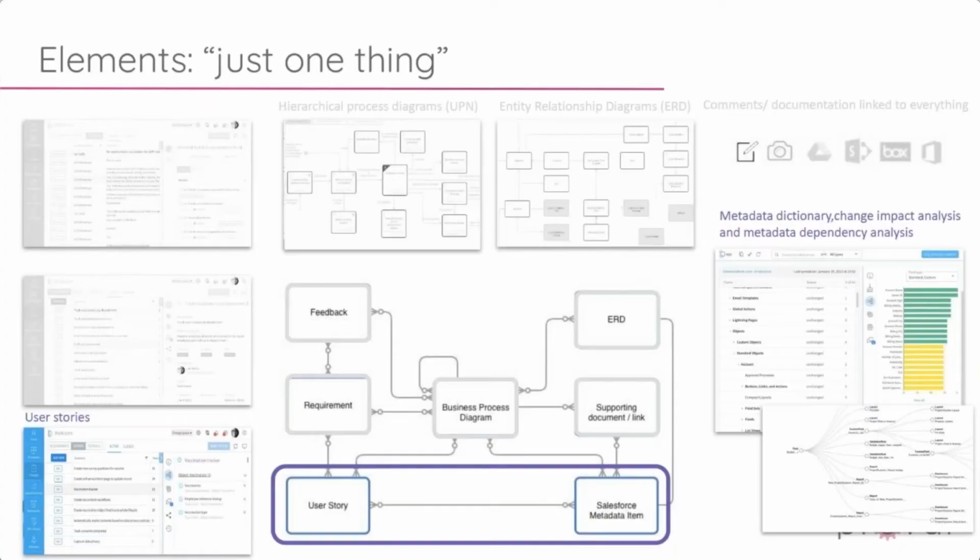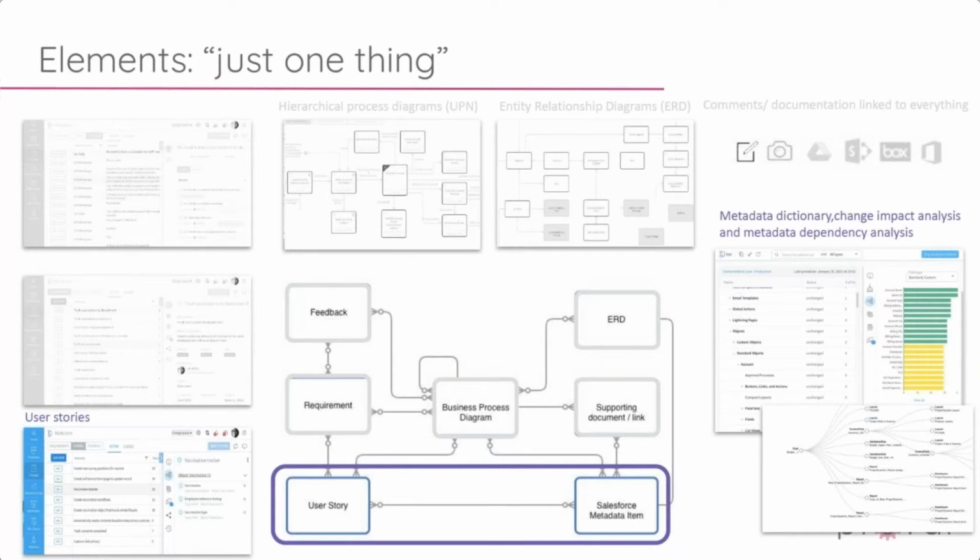I just want to focus on the quick wins. I just want to focus on user stories and how we link those to the metadata items which are created in the Elements metadata dictionary. And that metadata dictionary pulls all the metadata from Salesforce. It then does all the analysis, the where used analysis, and the interrelationships, the dependency analysis.